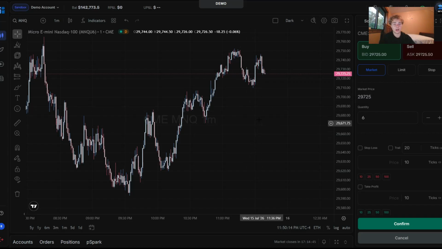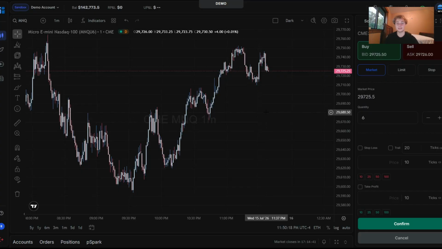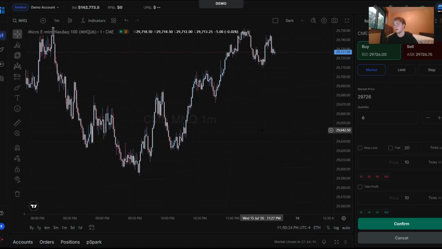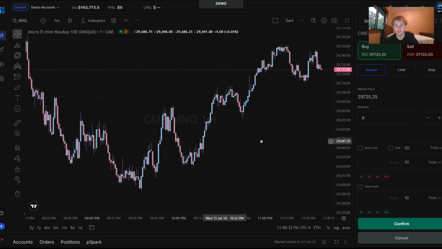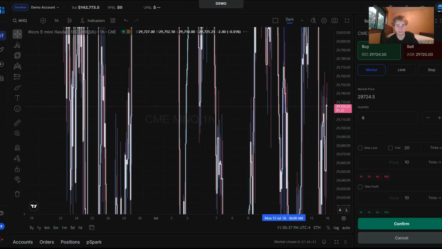And next, let's talk about imbalances. This is a pretty important concept. It's essentially where price moves too fast for both sides, the buyers and sellers, to trade fairly. So there's a couple different types of imbalances. Let's go to the 1 hour time frame.